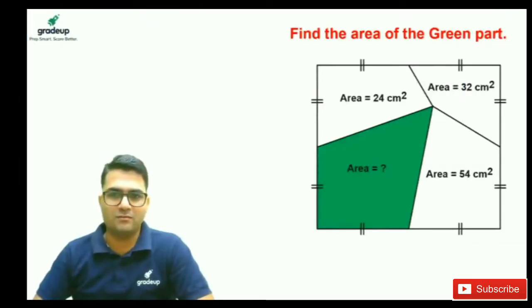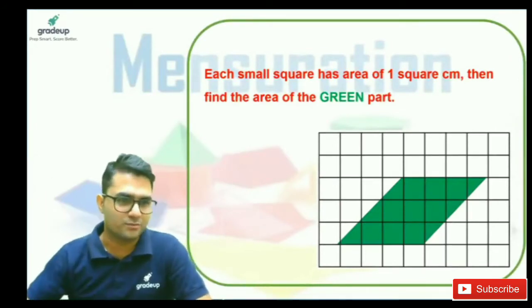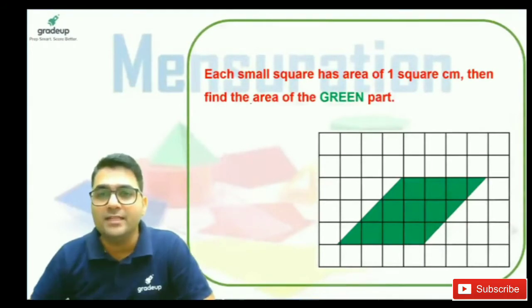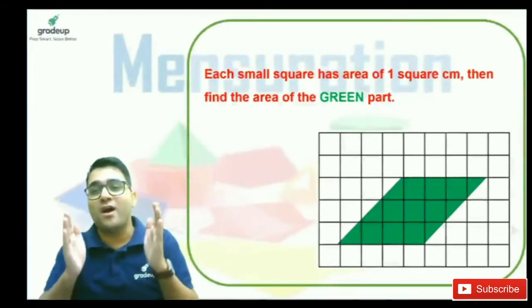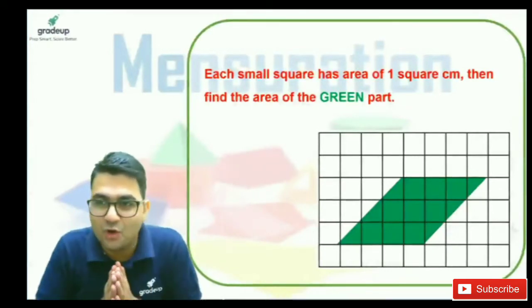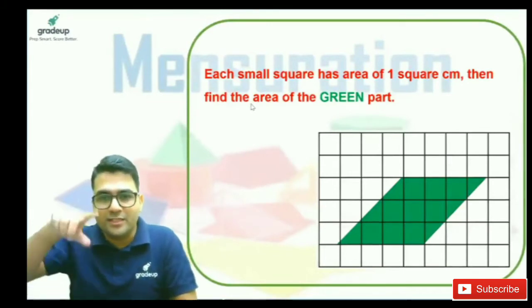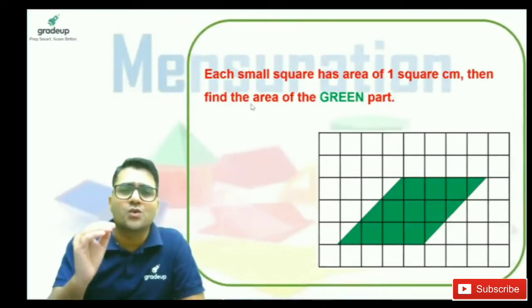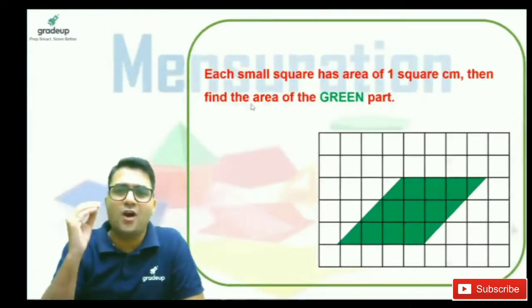We'll do this question after 5 minutes. Please try this question. Each small square has an area of 1 square centimeter. Then find the area of the green part. So in this particular figure, each square has 1 square centimeter area. We just need to find the area of the green part.